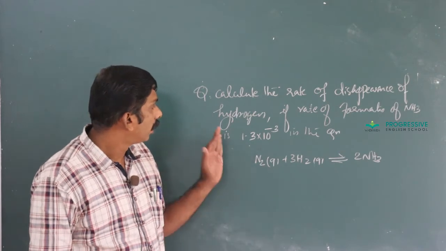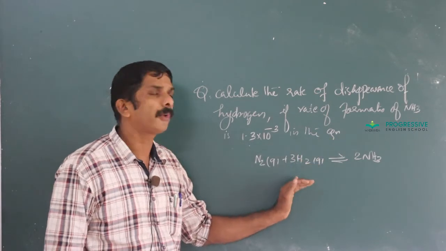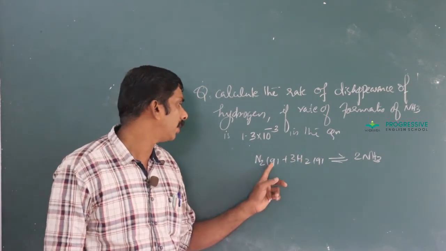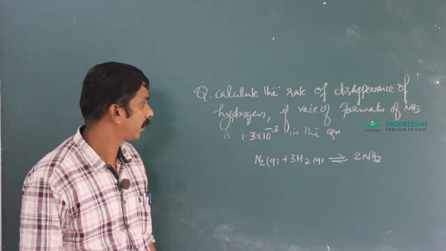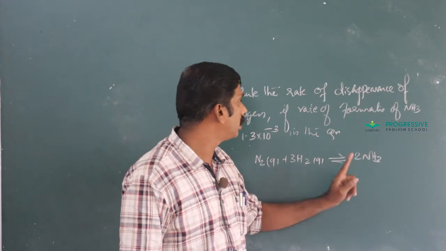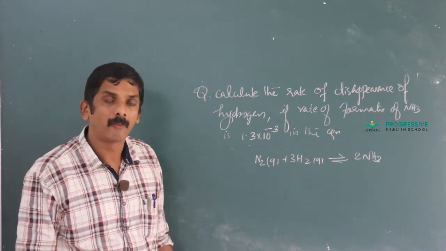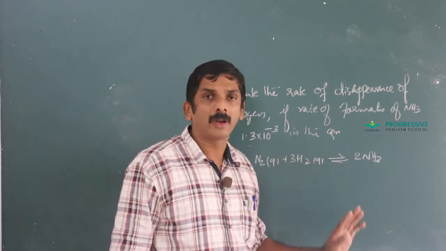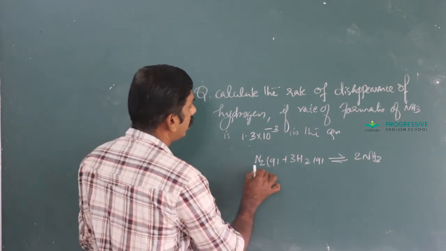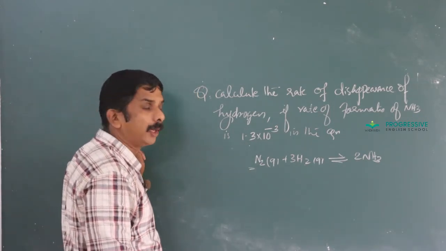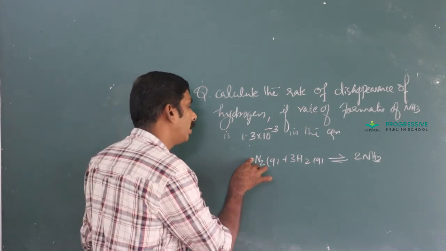Here you have to calculate the rate of disappearance of hydrogen. Since hydrogen is on the reactant side, its concentration decreases with time, and ammonia is on the product side, therefore its concentration increases. The equation is already given. For that, you apply the instantaneous rate. Here the coefficient is 1.